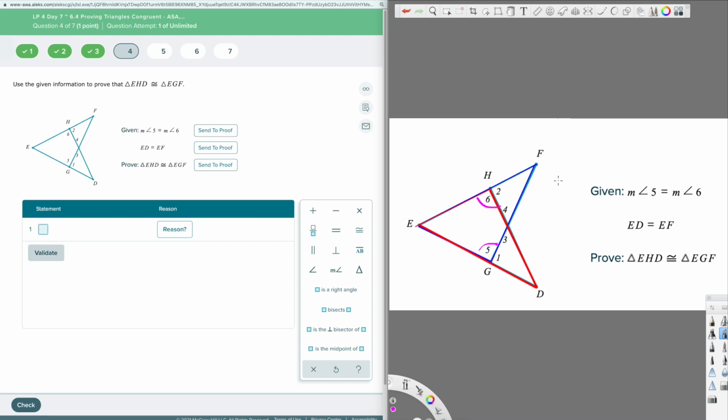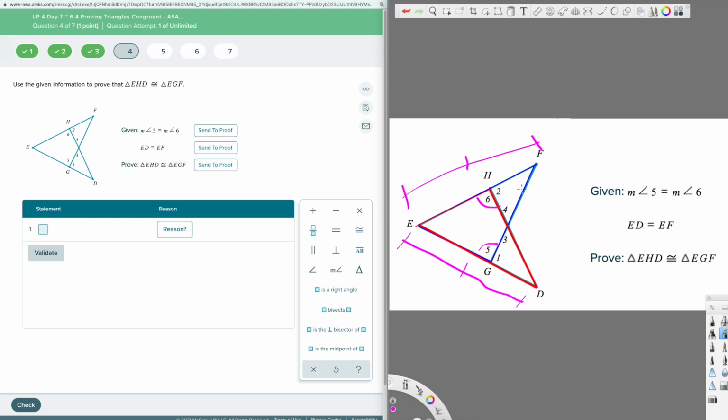So let's see, then we also have ED. So ED, this entire length, is congruent to EF, which is this entire length over here. I'm marking it so we can see it's the whole length, not just pieces.